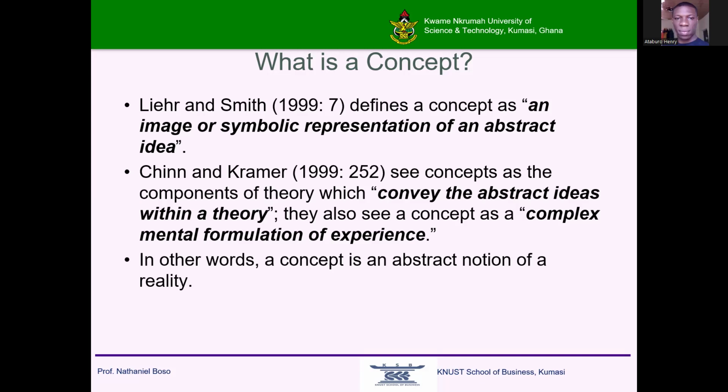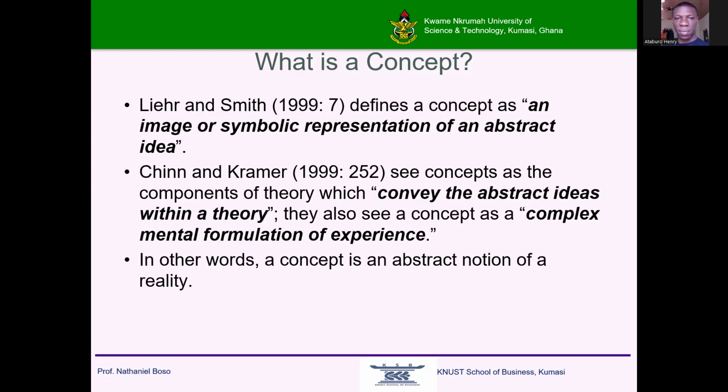A theory has two basic components: concepts or phenomena, and then the relationships that underlie those phenomena or concepts. So in theory, we define a concept as an image or symbolic representation of an abstract idea. For instance, the example we cited from the beginning, that is the interplay between supply chain collaboration and customer-oriented behavior, and how it enhances operational efficiency.